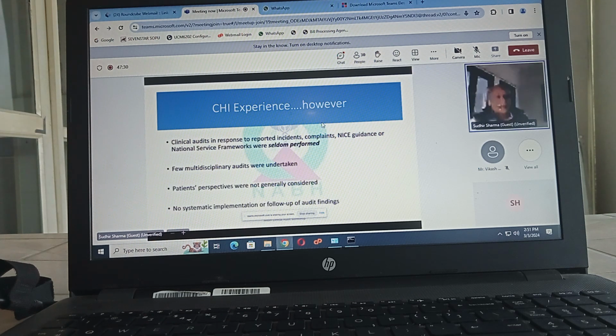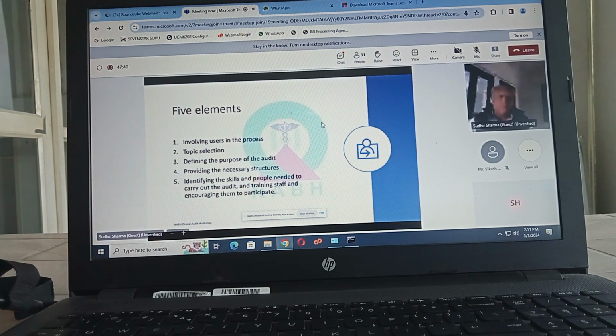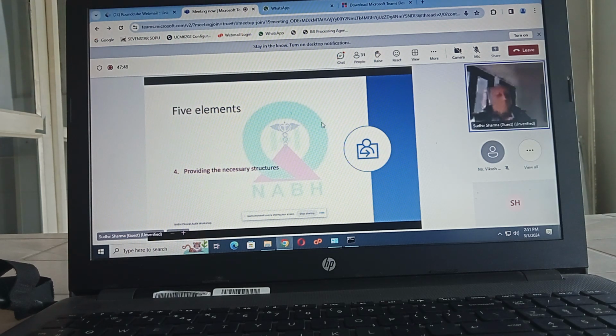These are not generally considered and there was an attempt to sweep things up. Outcomes from the patient. So that was about the first element, that is involving users in the process. Now we come to element number 4.